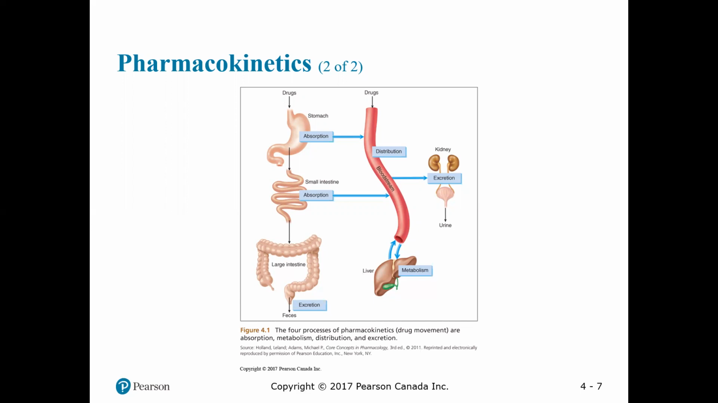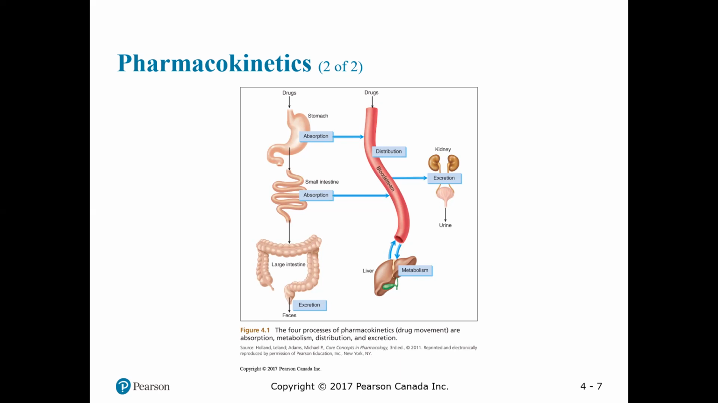After the distribution, it goes to the liver. In the liver, metabolism of the drugs takes place. And after the metabolism, it goes back to the veins and arteries. I will explain later where it is going into the blood vessels. And then it goes for excretion into the kidneys, and then through the urinary bladder, it is passed out in the urine. That's excretion.